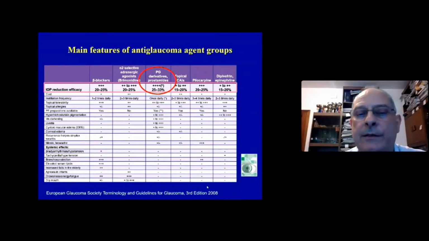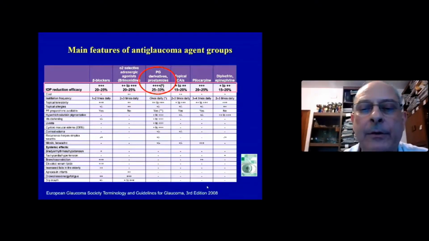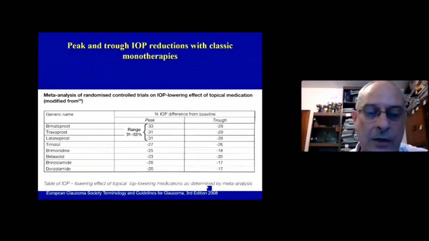Beta blockers provide some 25% reduction. Brimonidine, 20-25%. Topical carbonic anhydrase inhibitors alone in monotherapy do not reach the stable 20% IOP reduction. Therefore, they are not considered very practically useful medications in monotherapy. They represent a part of a complex medication.